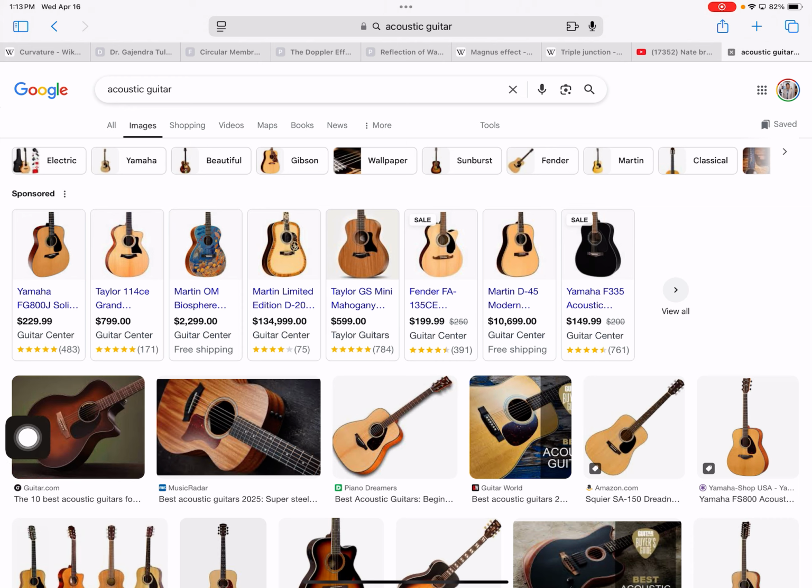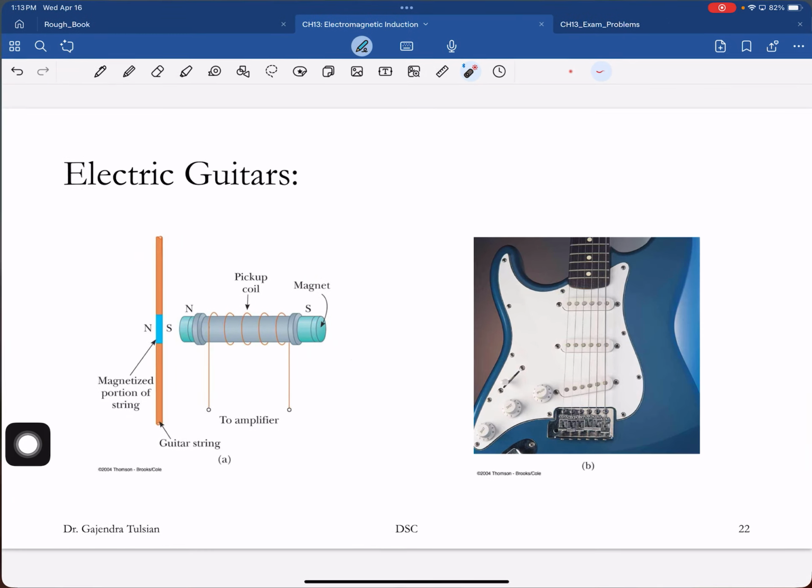All right, well, with an acoustic guitar, if you want to entertain a stadium full of 50,000 people, you can't do that. This guy cannot amplify enough for 50,000 people to hear. All right, so what do we do?